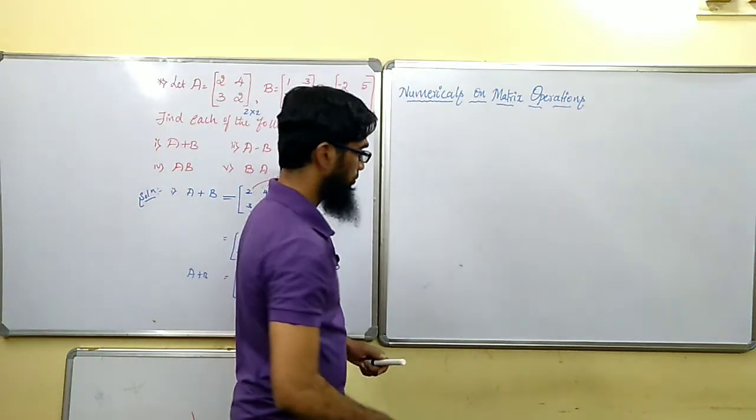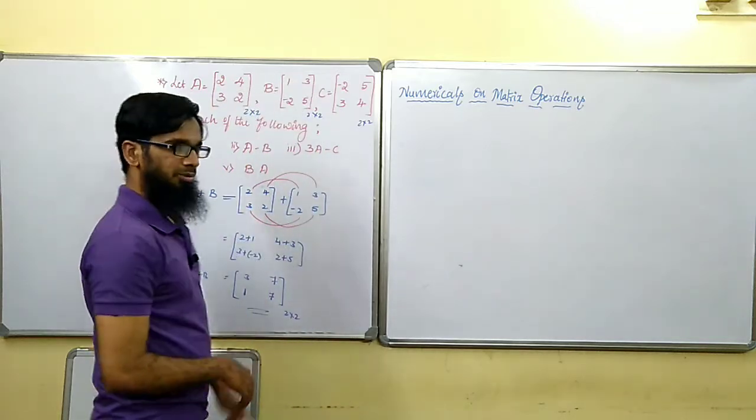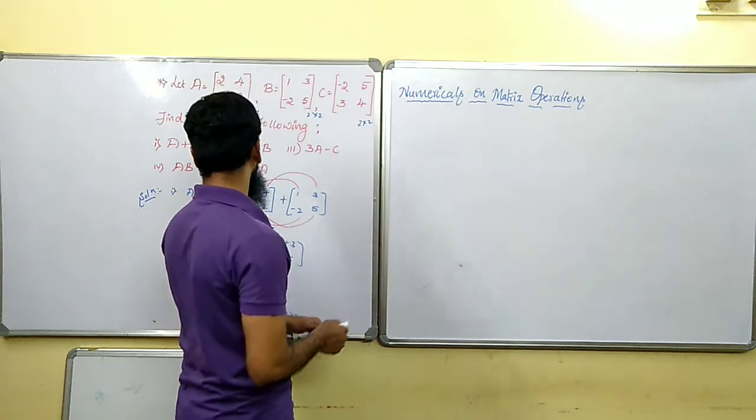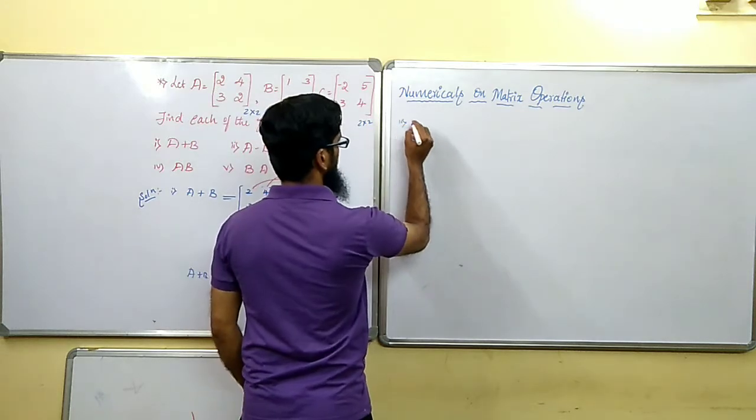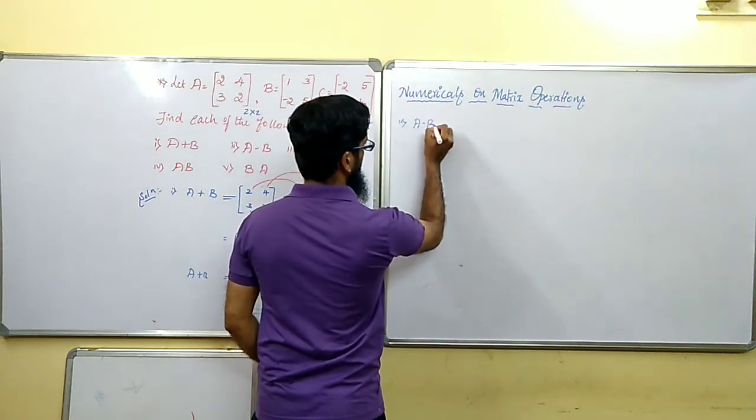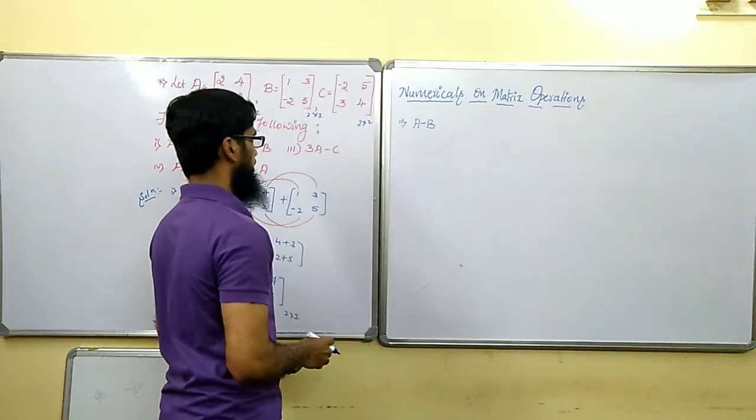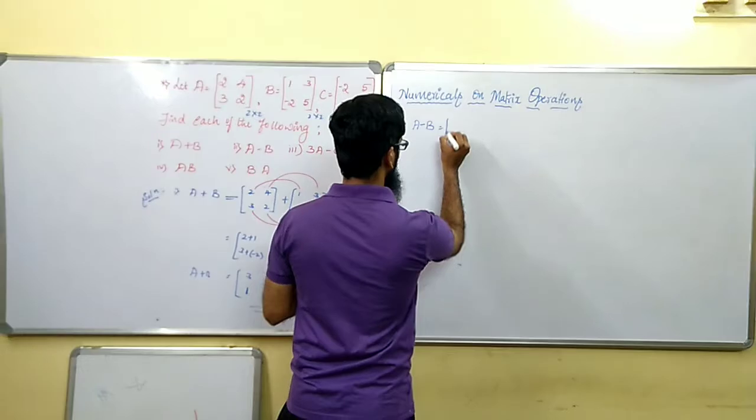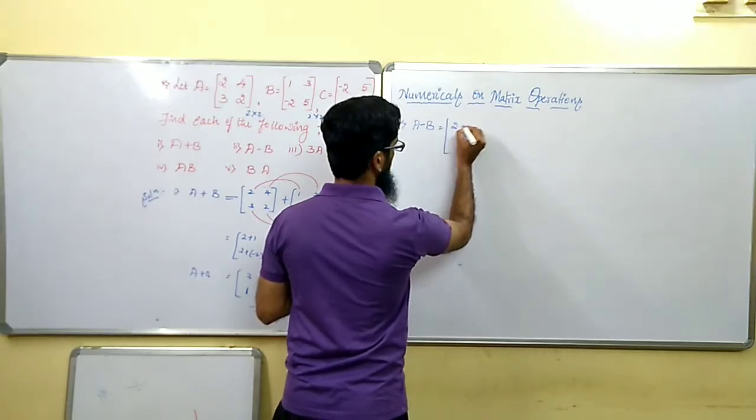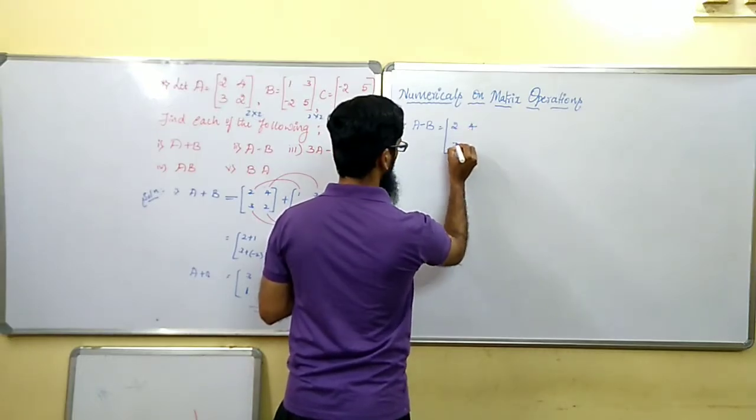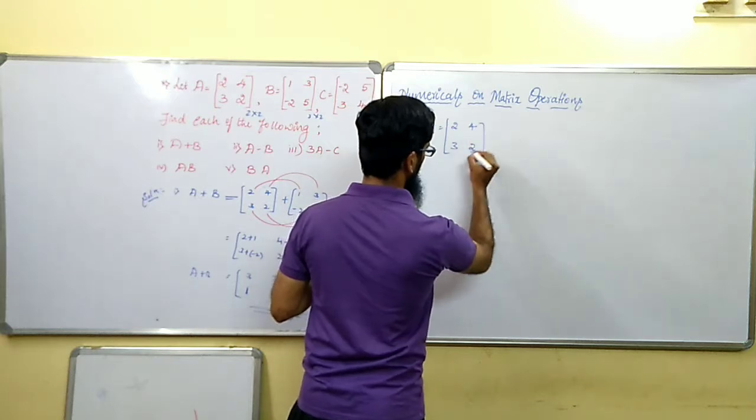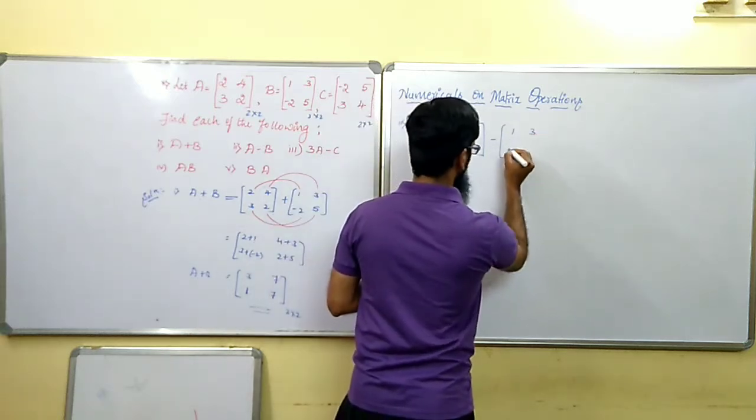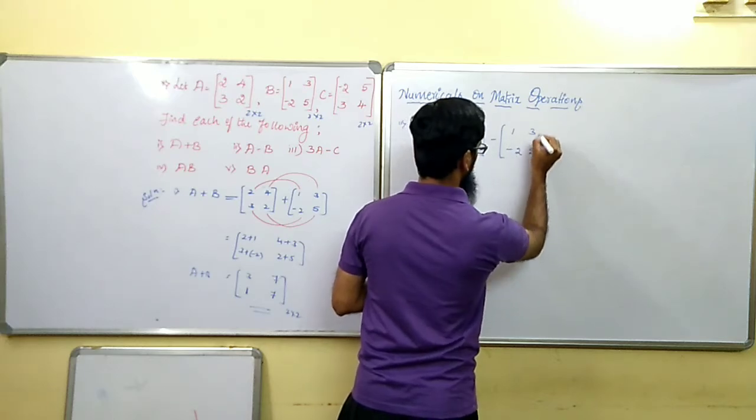The first one, the matrix addition part, is over. Now we'll move on to A minus B, the matrix subtraction. I'll go with the second one, A minus B. Again, I write the same matrices here. A is 2, 4, 3 and 2. This is the matrix A. Subtract the matrix B, which is 1, 3, minus 2 and 5.